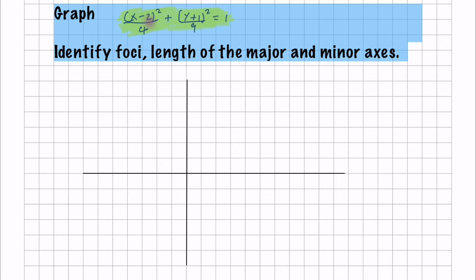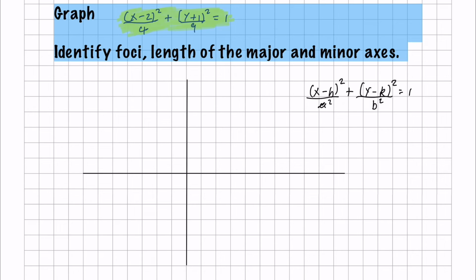Graph (x minus 2) whole squared over 4 plus (y plus 1) squared over 9 is equal to 1. Identify the foci and the lengths of the major and minor axes. The generic equation for an ellipse is (x minus h) whole squared over a squared plus (y minus k) whole squared over b squared is equal to 1.